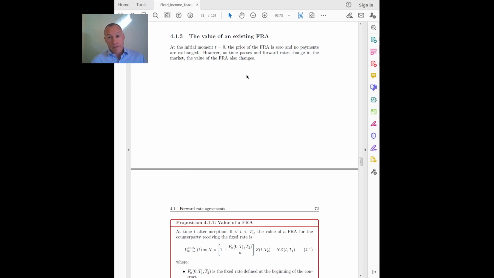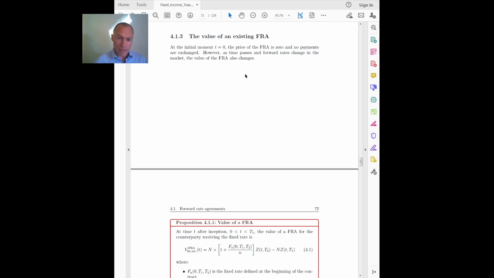So first, at time 0, when we start, the contract has a price of 0, meaning that there are no payments being exchanged at time 0. But we are no longer at that moment. Time has already moved forward, so we are after 1 month or 2 months or whatever from that initial moment, and the contract may have a price different from 0.